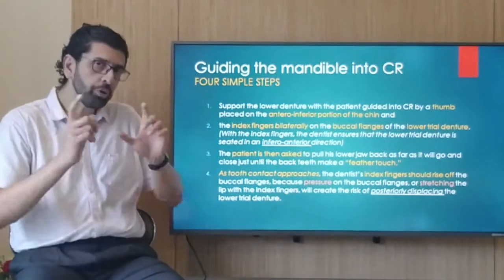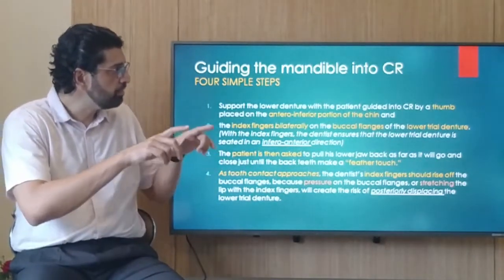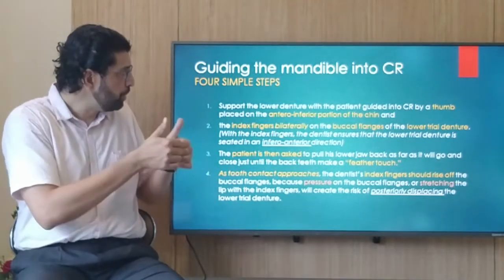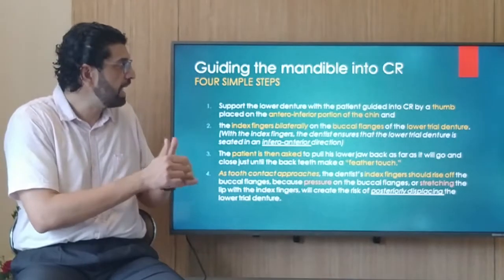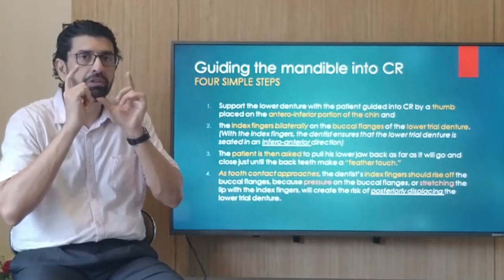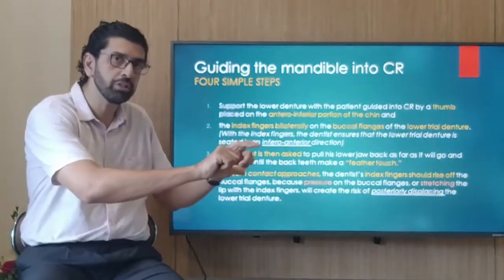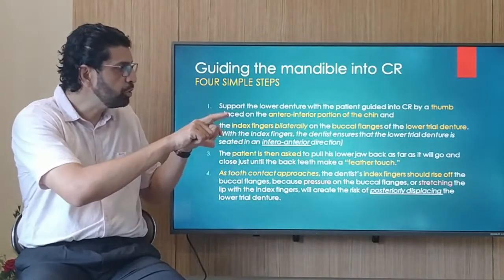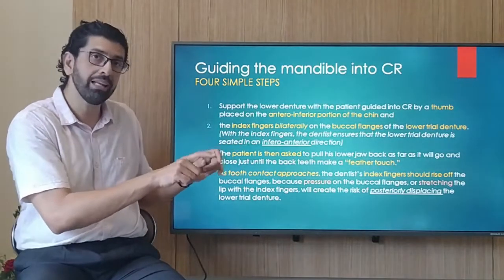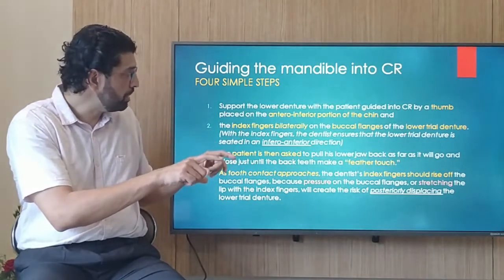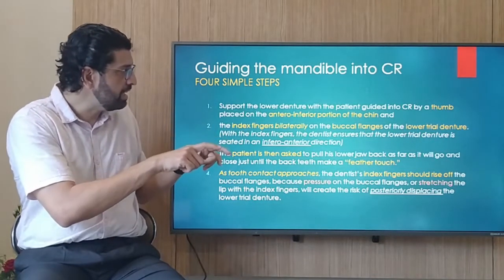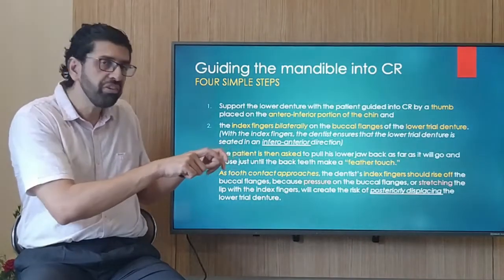Support the lower denture. You put the lower denture in the patient's mouth. Support the lower denture with the patient guided into centric by the thumb. Okay. So you want to put the thumb on the anterior inferior aspect of the chin. Your fingers are going to go into the patient's mouth, and the index fingers are going to go bilaterally and support the buccal flanges of the lower trial denture. Okay, you're going to support it with the index finger. The idea is that the trial denture is seated in an inferior anterior direction.